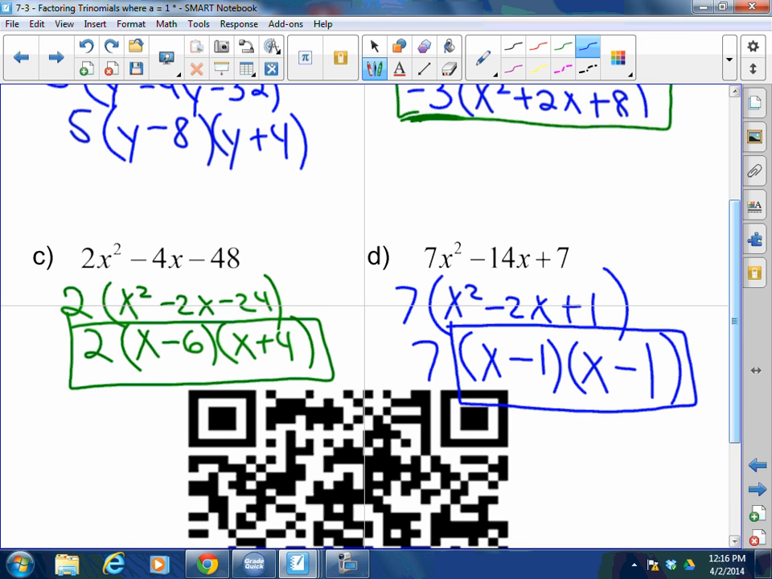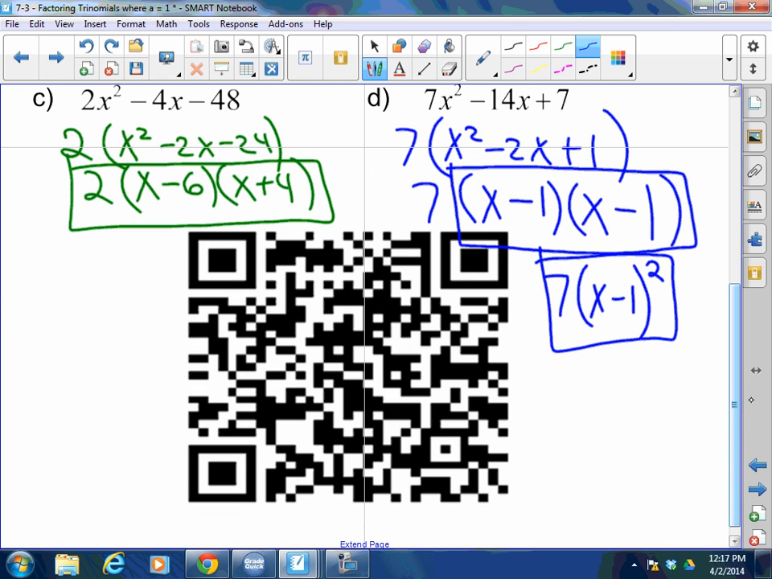Now, how can I rewrite x minus 1 times x minus 1? Very good, my brother. That is exactly correct. Isn't that what we just finished learning, guys, in the last chapter? X minus 1 squared, doesn't that mean x minus 1 times x minus 1? So if I see a repeated binomial being multiplied, I can go ahead and use my exponent to represent that. Does that make sense?